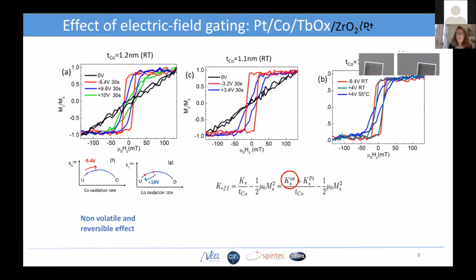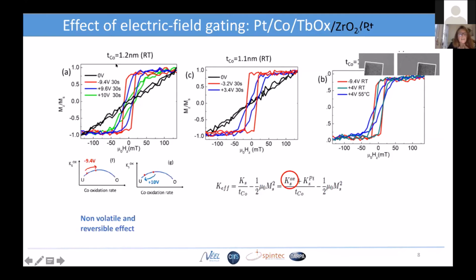In this case, the cobalt was deposited with a gradient of thickness, so between 1.1 and 1.something nanometers. And here I'm showing the results for 1.1 and 1.2 nanometers of cobalt. So in both cases, in the initial state, the magnetization lies in the plane. So it's this black hysteresis loop here.